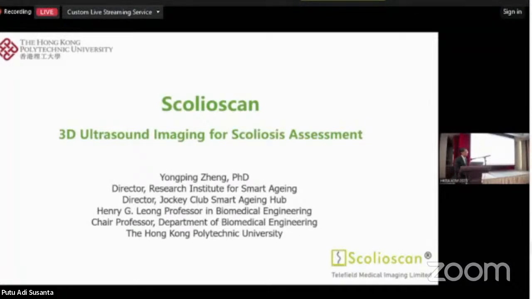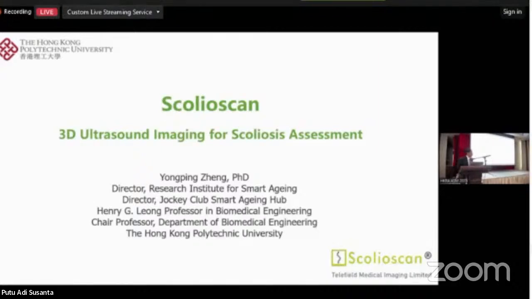He served as a founding head of the Department of Biomedical Engineering during 2012 to 2020. Professor Zhang's research interests include biomedical ultrasound and smart aging technologies. He was rated as a top 2% citation scholar in the area of AI and image processing in the survey conducted by Stanford University in 2021 and 2022.